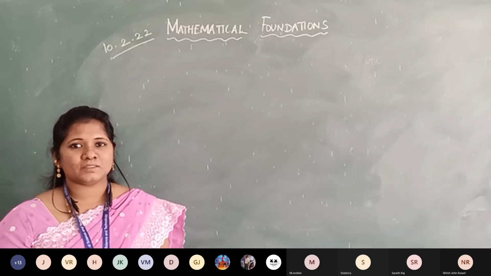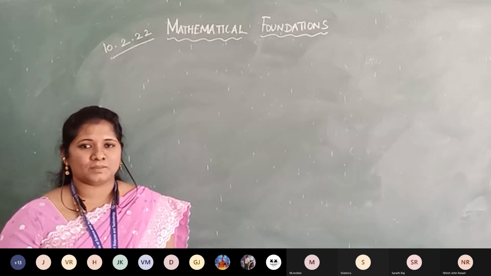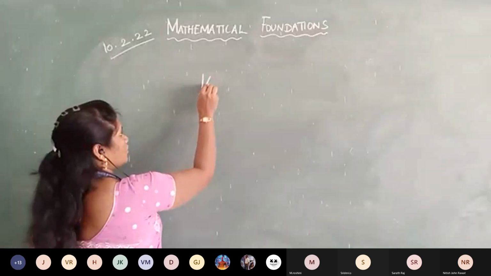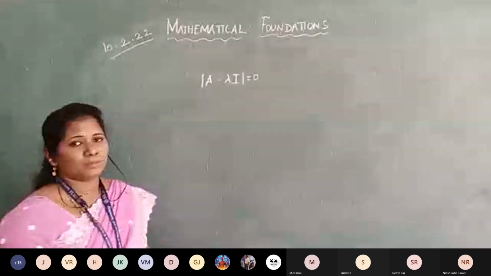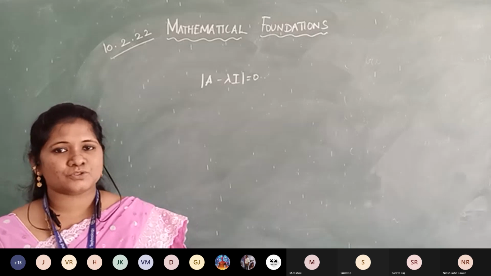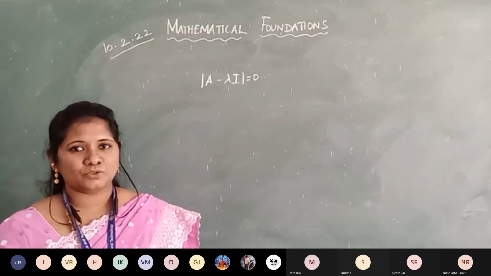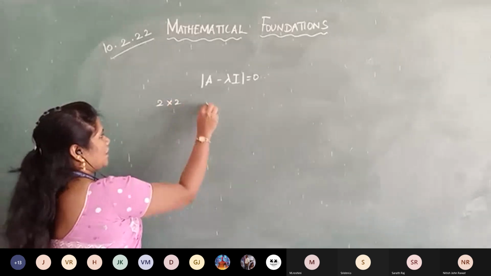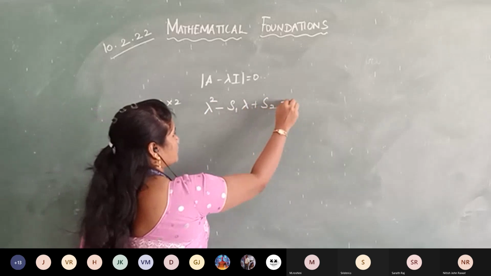So verify whether it is satisfying Cayley-Hamilton theorem means you need to know your characteristic equation formula. Your general formula I told you, that is modulus of A minus lambda I equal to 0. Okay, this is your general formula of your characteristic equation. If you don't remember your formula for the 2 cross 2 and your 3 cross 3, you can try it out with this. Otherwise, if you remember, for a 2 cross 2 matrix your formula will be lambda square minus S1 lambda plus S2 equal to 0.